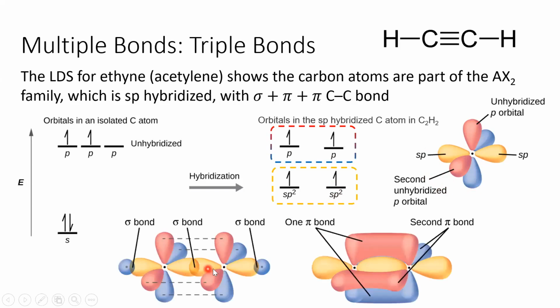So the hybridized orbitals form our sigma bonds. This is one of the unhybridized p orbitals. This is the other unhybridized p orbital on this carbon. And the same thing on this carbon: an unhybridized p orbital and another unhybridized p orbital. One of them forms a pi bond and the other one forms a pi bond. So we end up with a sigma bond with the hybridized orbitals and two pi bonds with the unhybridized orbitals.